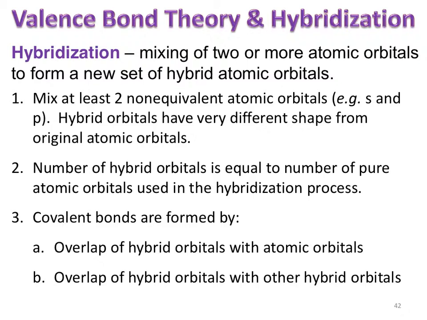So if you mix one s with one p, the resulting orbitals has to be 2, or else we wouldn't be able to accommodate the 4 electrons that we could accommodate originally in an s and a p separately. Finally, covalent bonds can then be formed by the overlap of hybrid orbitals with atomic orbitals, and they can be formed by the overlap of hybrid orbitals with other hybrid orbitals.